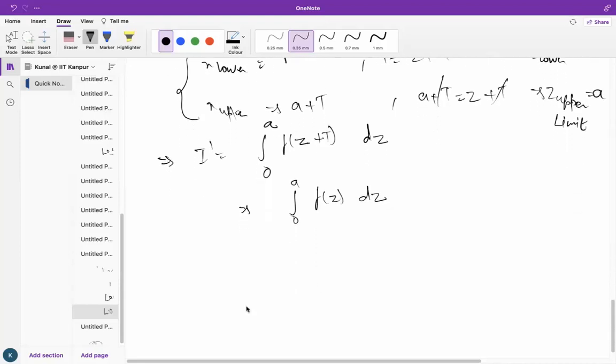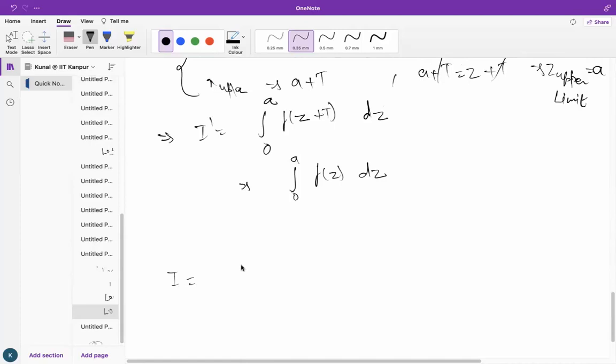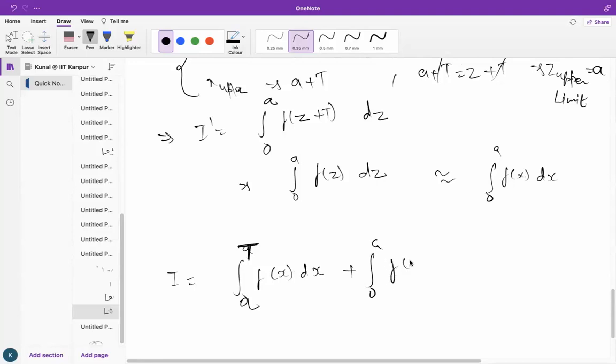Now let's move on to our original integrand. What is our original integrand? It will look like 0 to a. We can also rewrite this as 0 to a, f of x dx, right? Because the variable can be anything now. So 0 to a, f of x dx. I think I made a simple mistake here. There will be a to t, f of x dx, plus 0 to a, f of x dx.